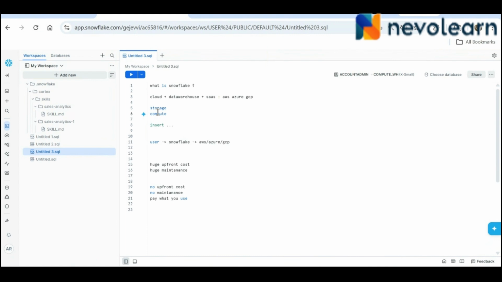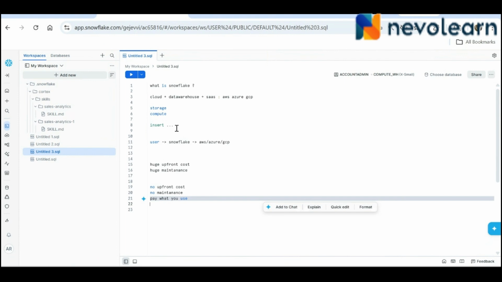Okay, so the most important thing here is that Snowflake does not have any storage or compute capacity, which they take from those clouds, and that's the reason we call it a SaaS product. Also, another most important thing is the pay what you use model. Snowflake follows the pay what you use model.